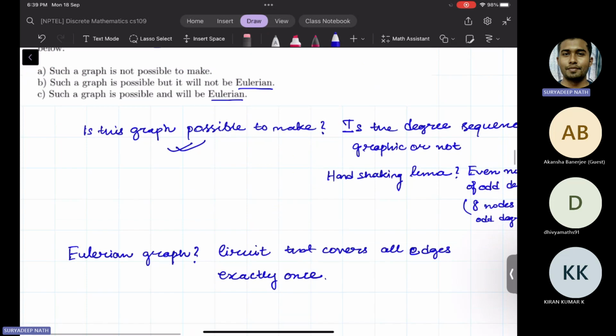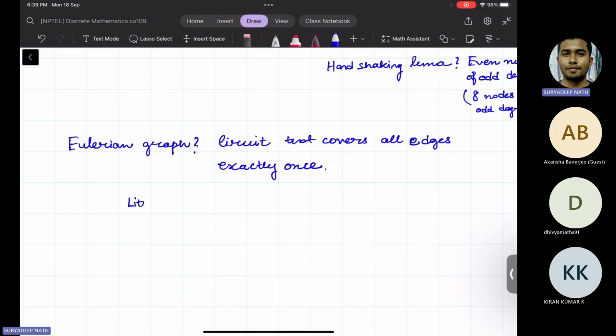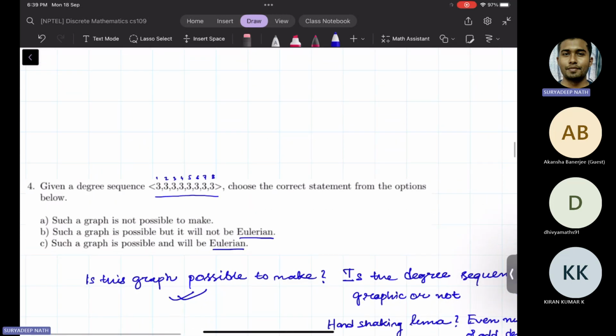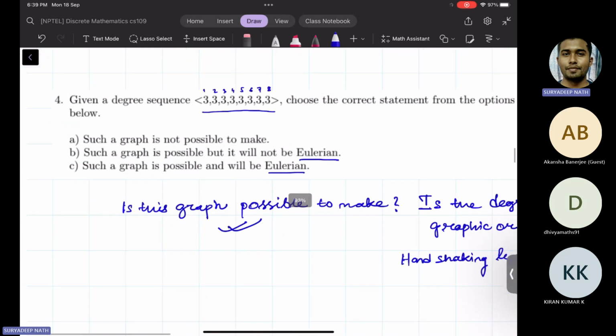So what is the litmus test for an Eulerian graph? How do you know a graph is Eulerian or not? The degree of all the vertices has to be even. Exactly. So the degree of all vertices is even. Now you see this degree sequence, all the degrees are odd. So it cannot be Eulerian.